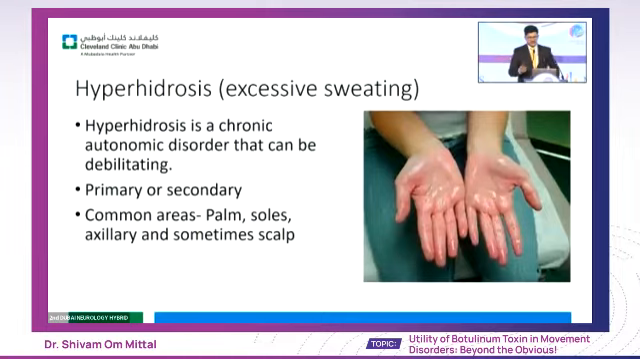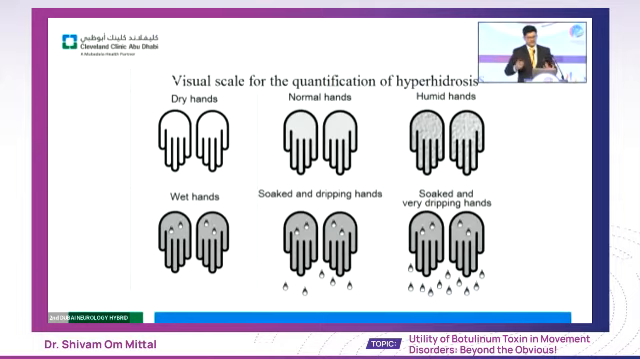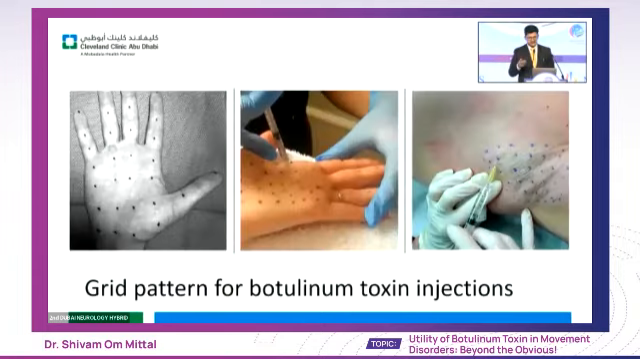And this is hyperhidrosis. Mostly it is palm, sole, axilla, but scalp as well. And injections of botulinum toxin really help quite a lot in these patients. And it's FDA approved, it's well proven.